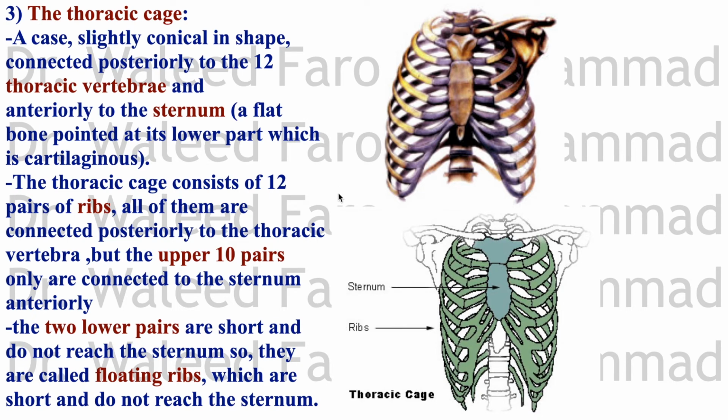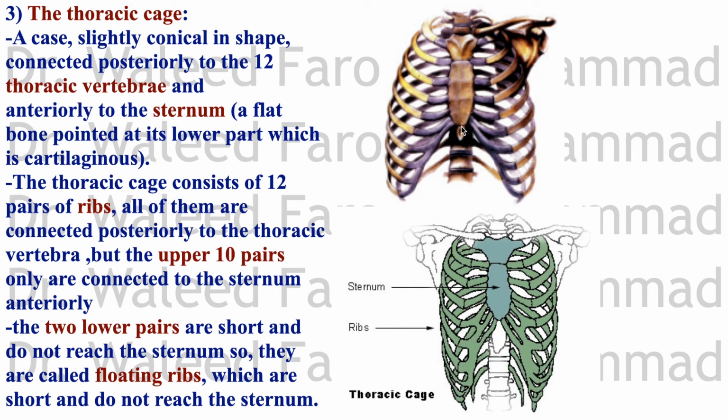Now for the thoracic cage. This is the thoracic cage. It's a case and conical in shape, like a cone, connected posteriorly to the thoracic vertebrae. The rib articulates with the bodies and transverse processes of thoracic vertebrae posteriorly, and anteriorly they articulate with the sternum. See, this is the sternum, a middle bone called the sternum.